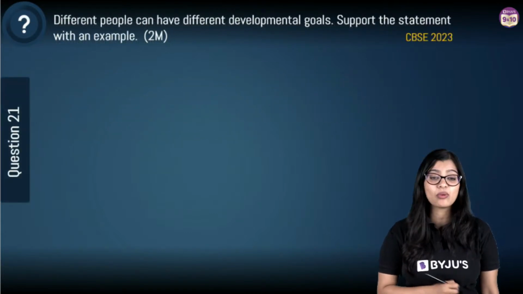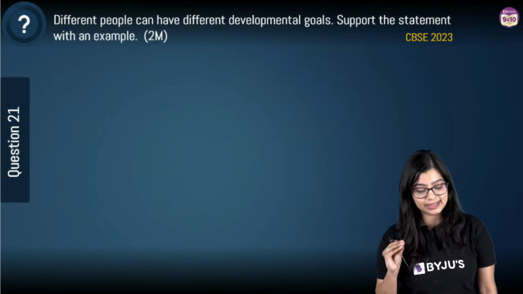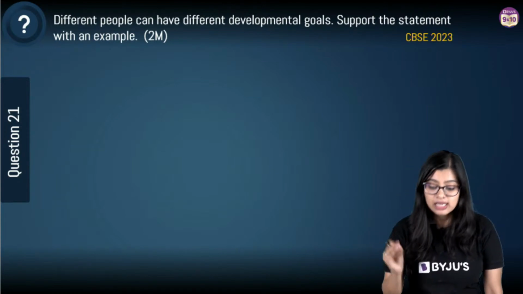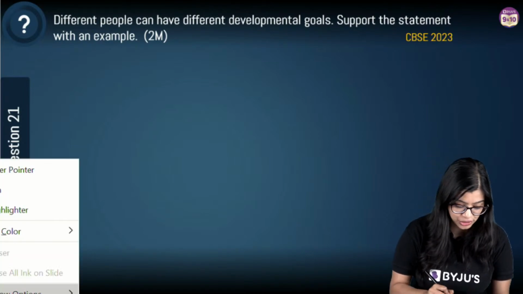Now we will move on to question number 21. Question number 21 is also very simple. Different people can have different developmental goals. Support the statement with an example. This is a 2 mark question.